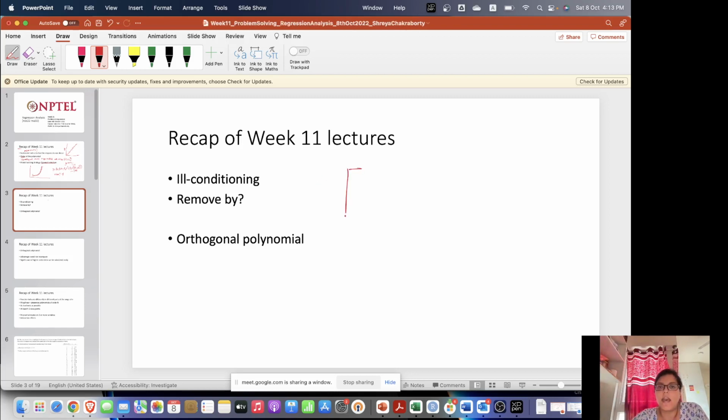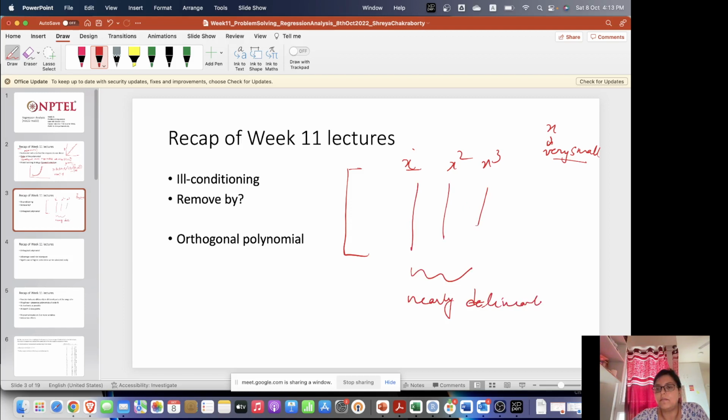Yes. So if we have x square, x cube, and x is very small, then these columns would become nearly linearly dependent. And then it would give rise to the problems of multicollinearity. So what is the strategy to remove or partially control for ill conditioning? Centering. Yes. And how do we do that?